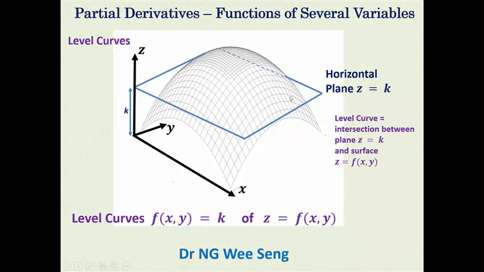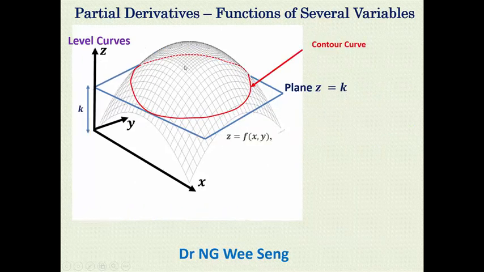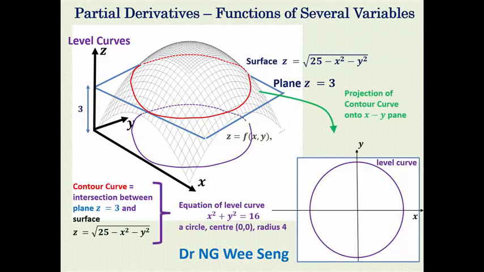This horizontal plane and the surface will meet along a curve. We call this curve a contour curve. Now we project this curve onto the xy plane to get the purple curve. This purple curve is known as a level curve.